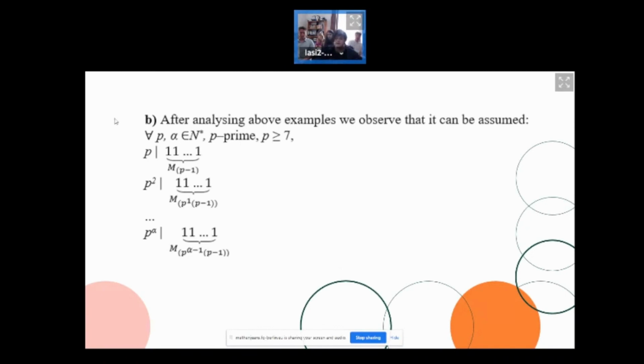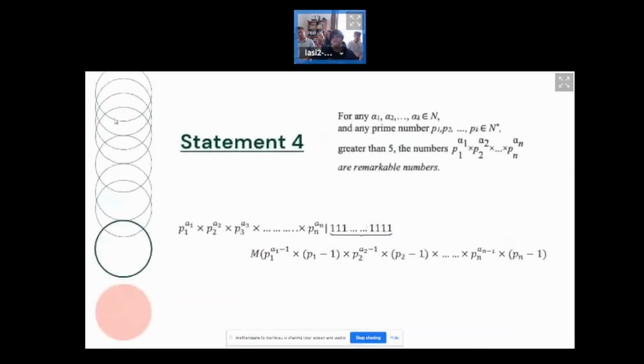And by the last 3 things that we presented, we concluded that any prime number p greater than 5 to the power alpha, that is a positive integer different from 0, divides 111 written p to the power of alpha minus 1 multiplied by p minus 1 times. And thus we found out that the powers of prime numbers are remarkable.